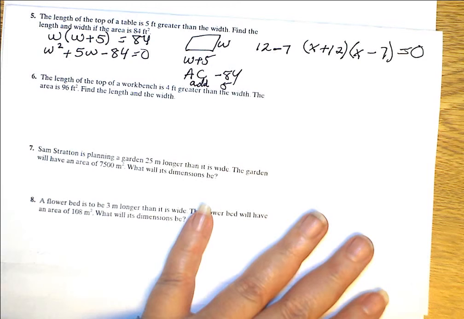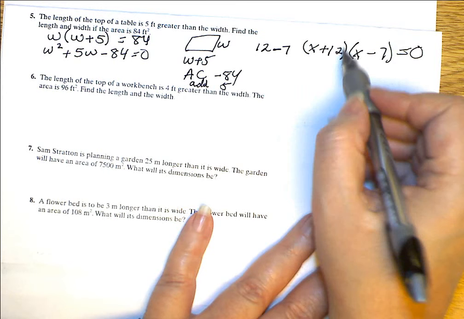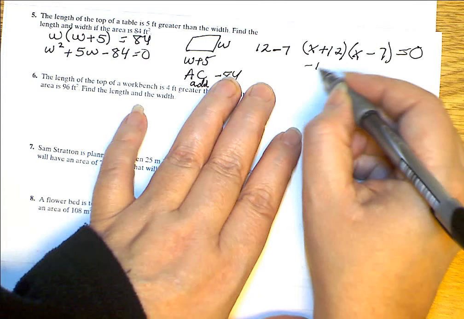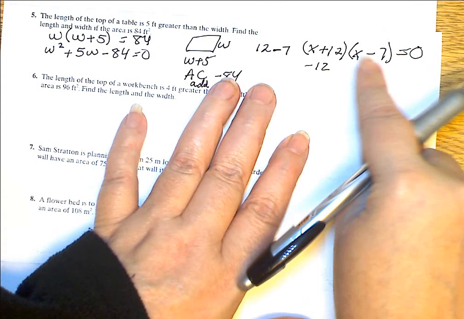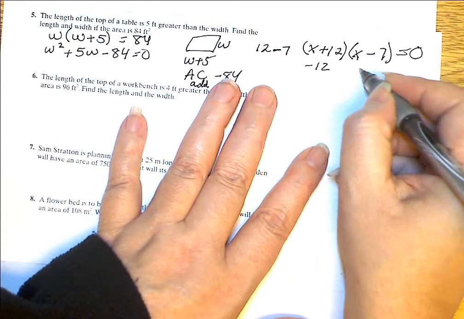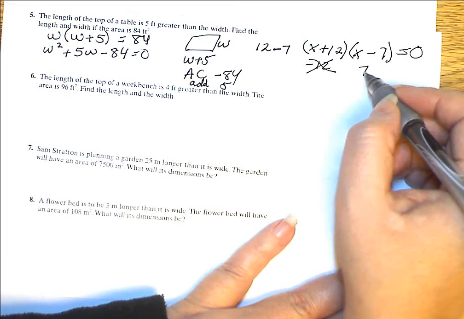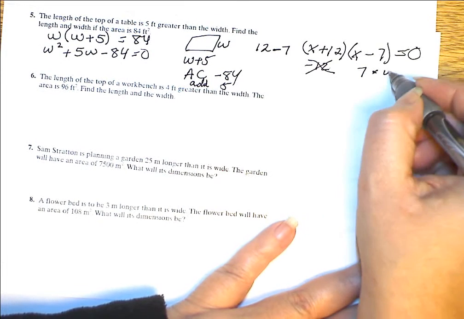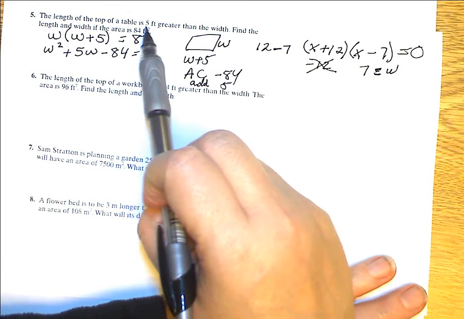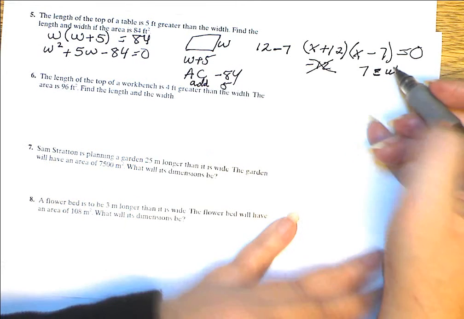So what makes this 0? Subtract 12, so it would be negative 12, right? And what would make this one 0? What would I have to put in here for 0? 7, right? 7 minus 7 would be 0. Which one can't I use on a length? The negative 12. So that means my width is 7. What did it say about my length? 5 greater, right? It says the length is 5 greater than. So 7 plus 5 is 12.